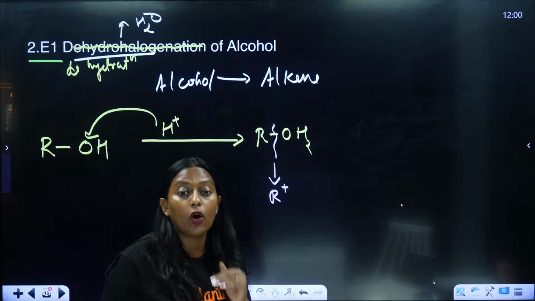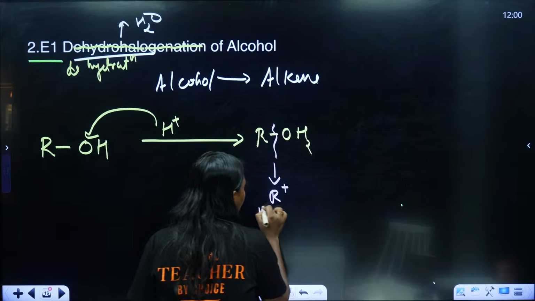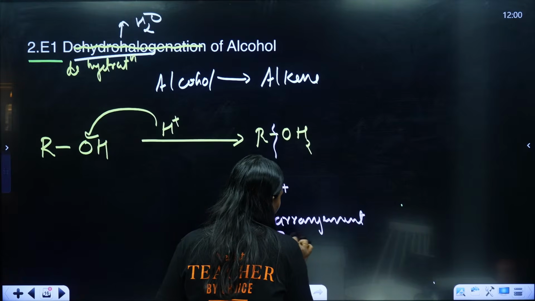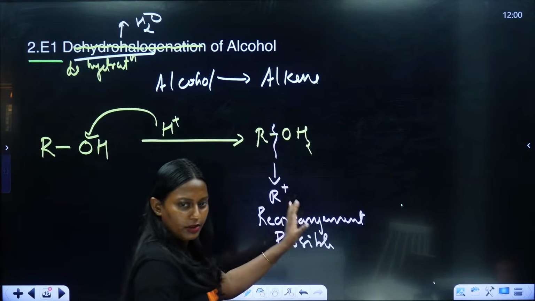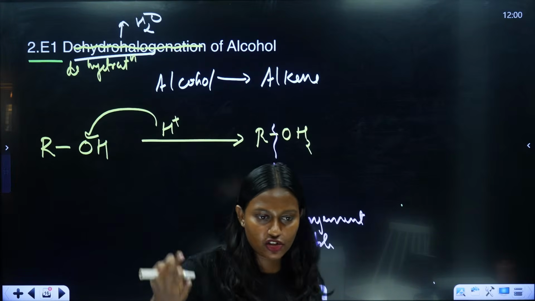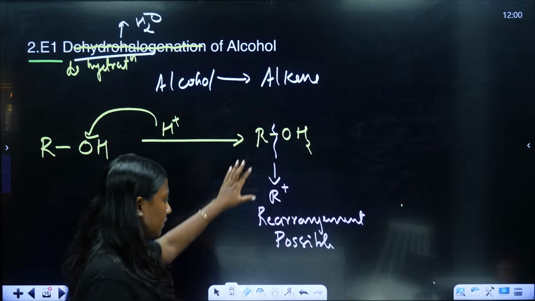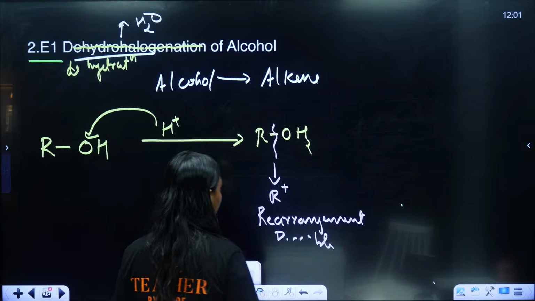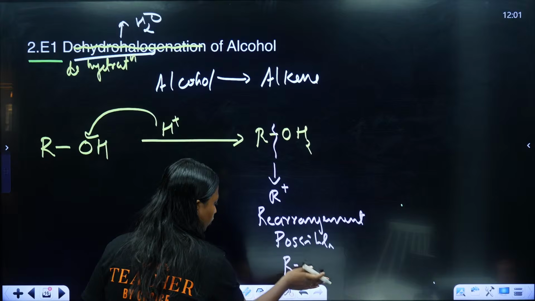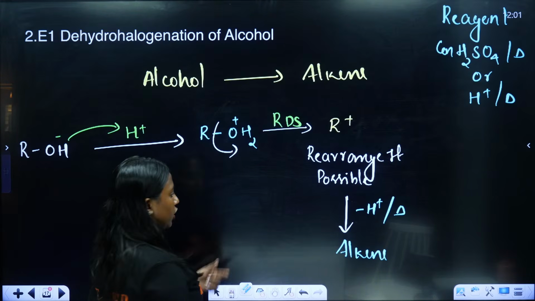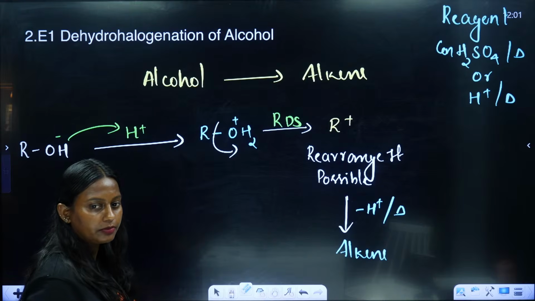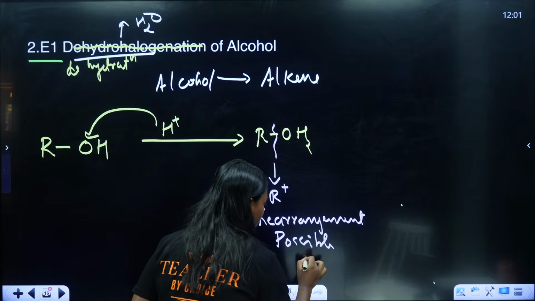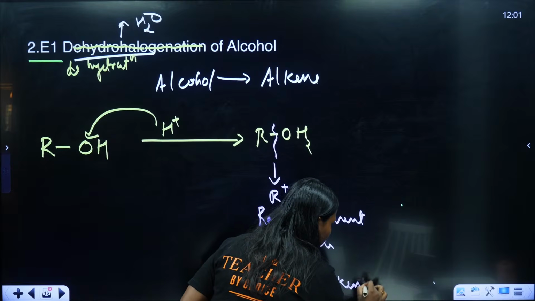If rearrangement is possible, we know which carbocation is more stable: tertiary, then secondary, then primary. So if rearrangement is possible, just do the rearrangement, then we can write R with a double bond. You will get alkene. Clear? Any doubt? You will get alkene with loss of H plus.